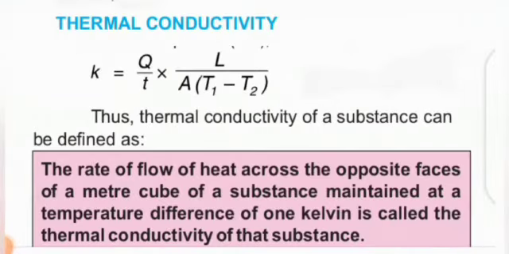So students, the formula for the calculation of thermal conductivity of a solid object is K equals Q by t multiplied by L divided by A into (T1 minus T2). Thus, thermal conductivity of a substance can be defined as the rate of flow of heat across the opposite faces of a meter cube of a substance maintained at a temperature difference of 1 Kelvin. So students, this was all about the rate of flow of heat and the thermal conductivity.